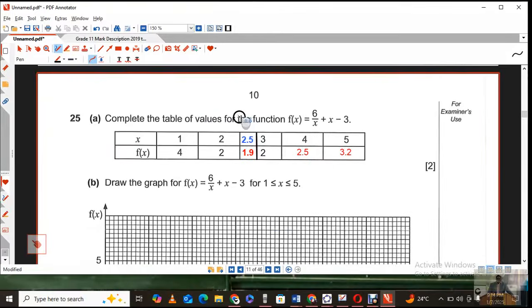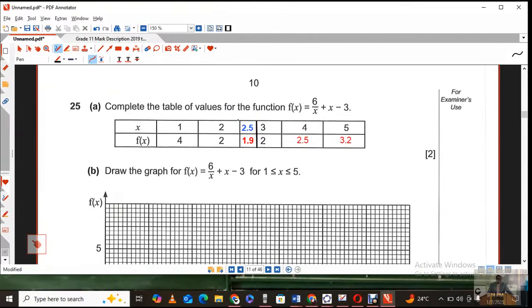Right, that brings me to question 25. We're going to have a little bit of graphs here. I have completed the table, but I've also added a different value. Ordinarily, you will realize that 2.5 is not there, but I have added it for effect. The more points I add to the function, the smoother the curve will be when I have to plot it. So how do I get these values?